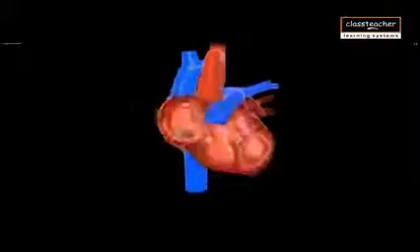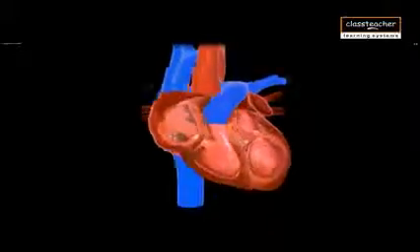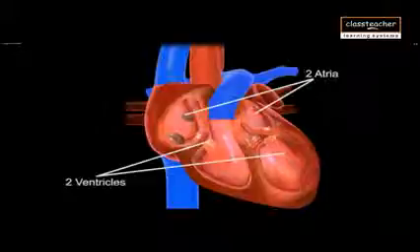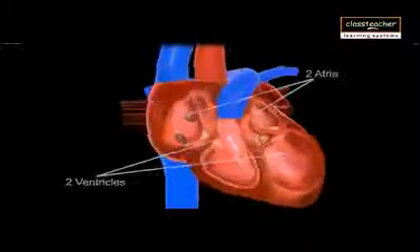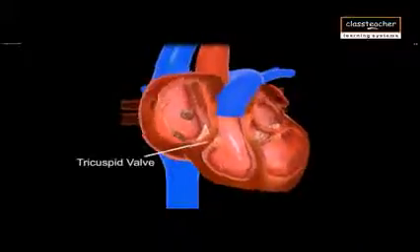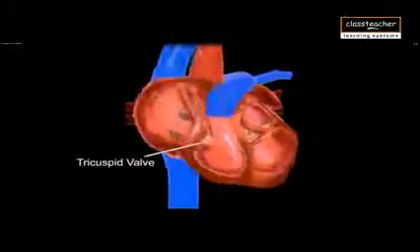Heart is made of cardiac muscles and it has four chambers, which are divided into two atria and two ventricles. The tricuspid valve is present between the right atrium and the right ventricle.